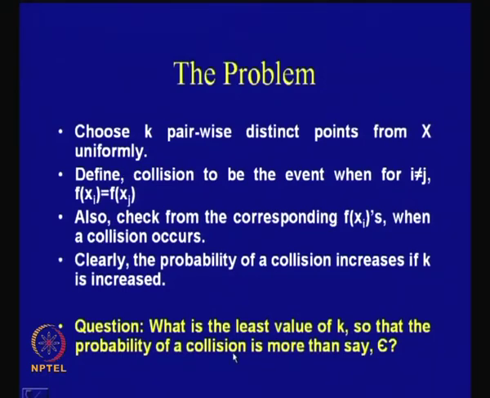The question is now, what is the least value of k? So we are actually interested in the least value of k, so that the probability of a collision is more than say epsilon. So we would like to give a lower bound of the probability. First of all, you understand there are two important things. One of them is this least value, and then we are actually giving a lower bound of the probability. Why are we choosing the least value of k?